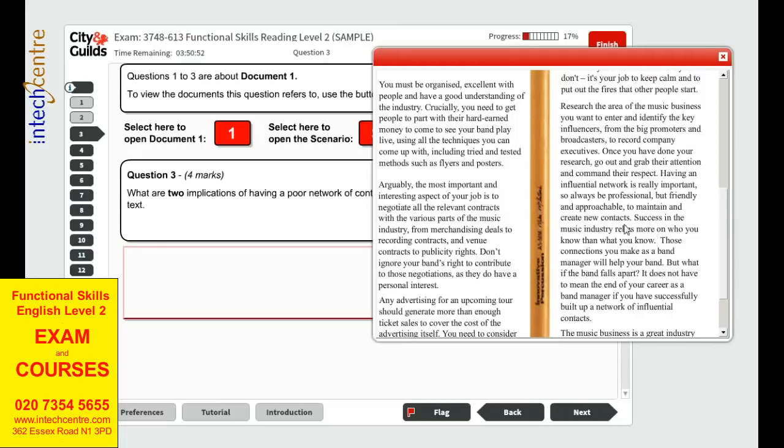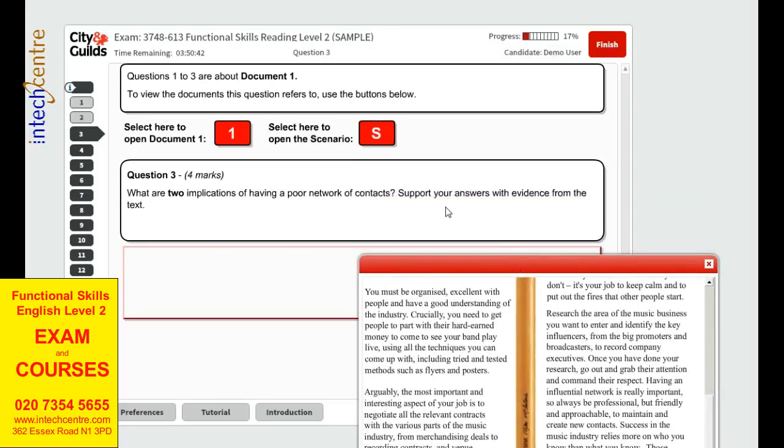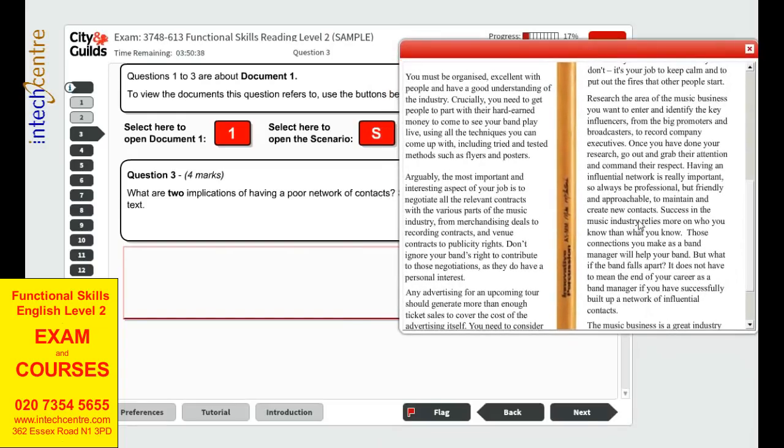So you can derive an implication from this sentence. A poor network could mean a lack of success in the music industry. As this is a 4-mark question as well, you must support your answers with evidence from the text. So this is the quote, and the implication is a poor network means a lack of success.